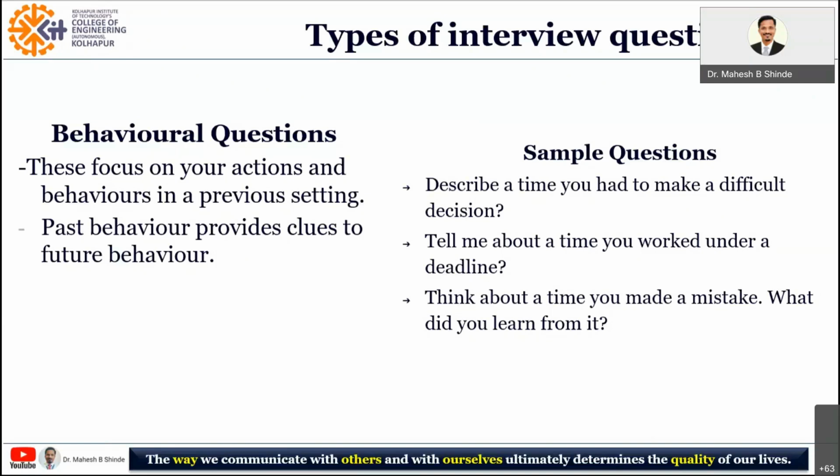And the deadline should not occur because of your laziness. Keep it in mind, the deadline should be because of the busyness, because of the work, the nature of the work. Think about a time you made a mistake. What did you learn from it? Okay, all those FAQs we will discuss in our practical, and we will start practicing those.